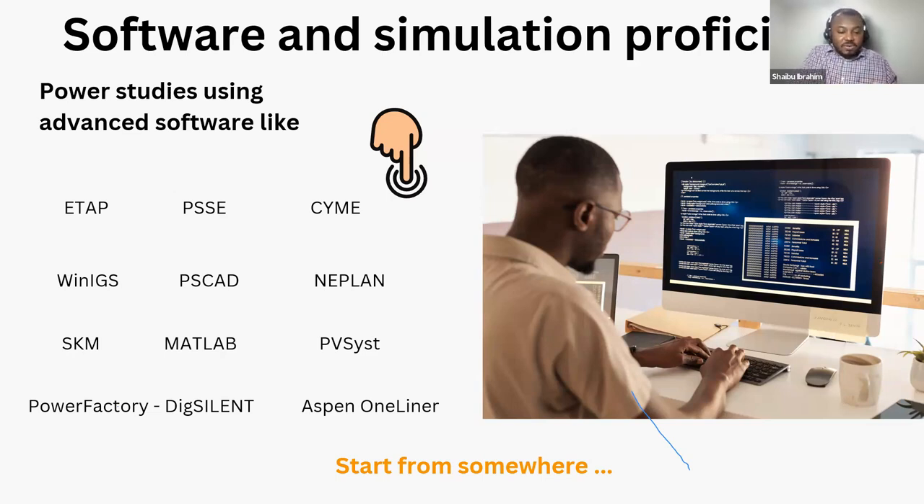So you don't just go to the market and buy cable, because this type of engineering is far from doing a house wiring, right? So think about software. You don't have to know everything, but think about at least starting from one of them. We have ETAP, PSSE, SIME, WinIGS, PSCAD, NetPlan, SKM, MATLAB, PVSyst, PowerFactory, DIgSILENT. Actually, it's the same thing, PowerFactory and DIgSILENT, same. And then we have Aspen, Wineline. There are a lot of software, but try to be on top of this.